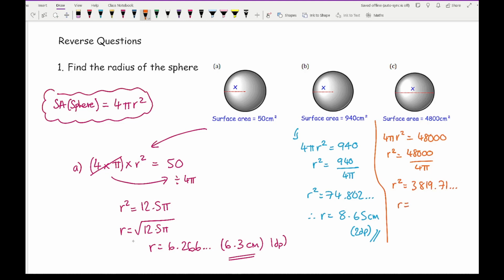So r equals the square root of that answer, which is 61.803. And so x equals, remember x is the diameter, which is basically 2r, so that number times by 2, which gives me an answer of 123.6 centimeters, and that's been rounded to 1 decimal place.